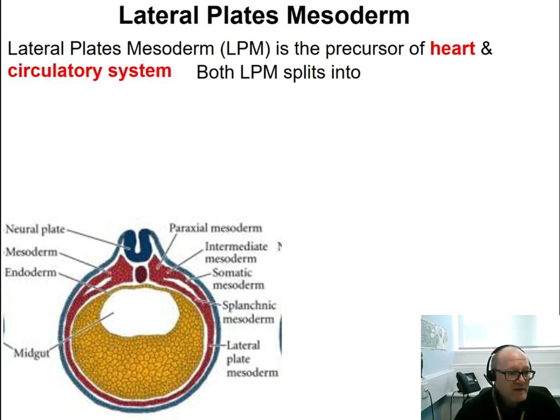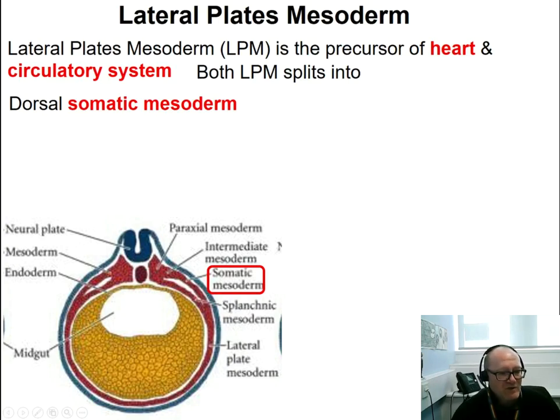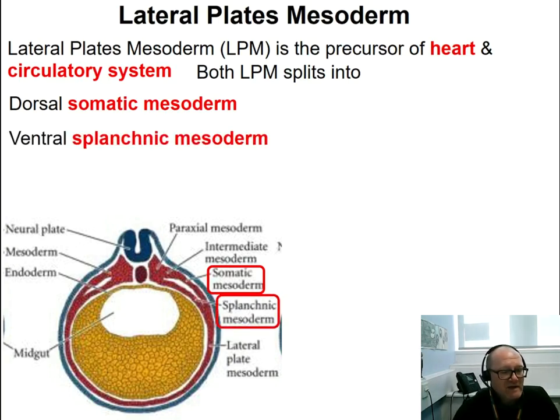The lateral plate mesoderm, here you can recognize it on both sides of the animal. Here we have the neural tube, the notochord, and the somites forming near the neural tube. Then we have intermediate mesoderm, and then we have the lateral plate mesoderm. Now, the lateral plate mesoderm is split dorsoventrally into regions. One region near the ectoderm is called the somatic mesoderm, and one region near the endoderm is called the splanchnic mesoderm.